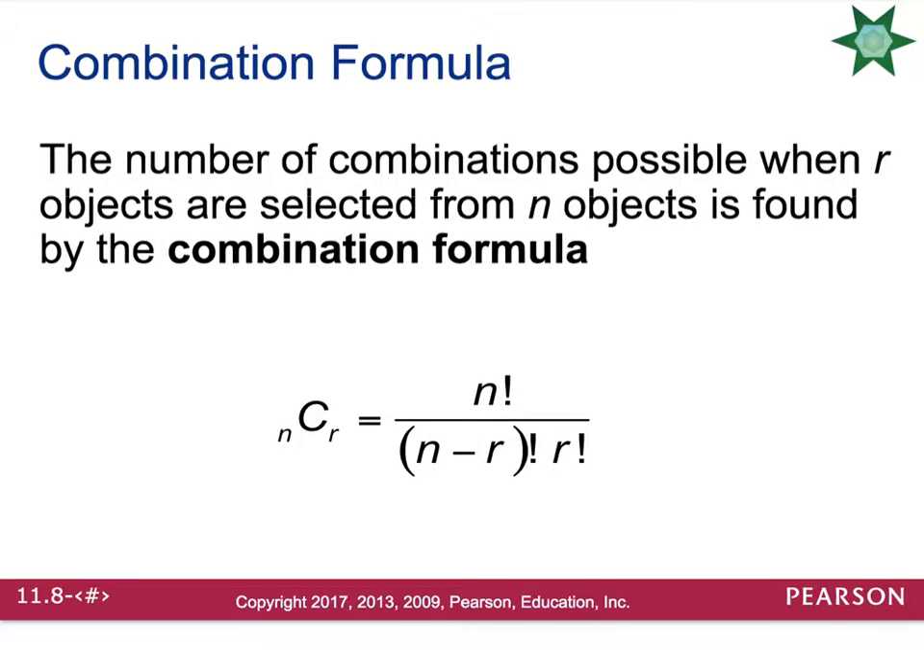The combination formula. The number of combinations possible when R objects are selected from N objects is found by the combination formula. It's going to look like NCR on the paper. In the numerator, you're going to have N factorial, and in the denominator, you'll have two items. You'll have N minus R factorial times R factorial.